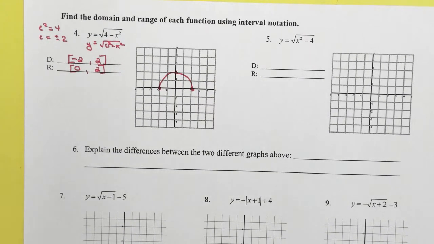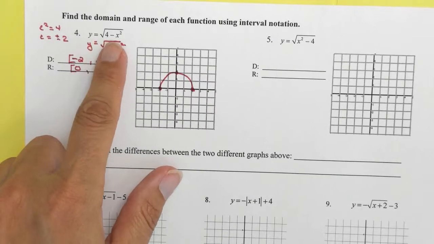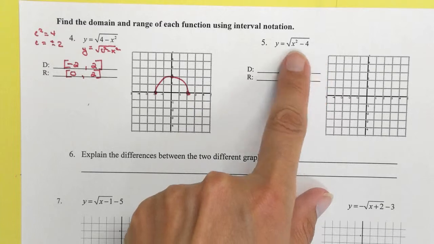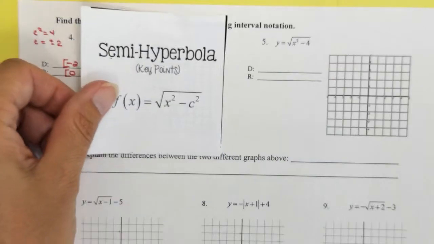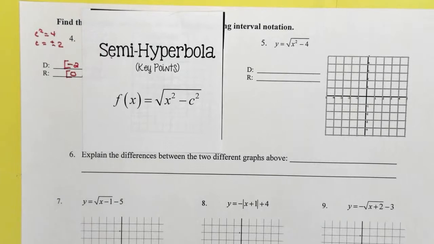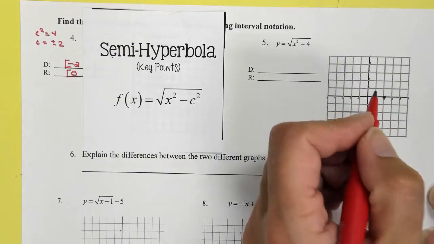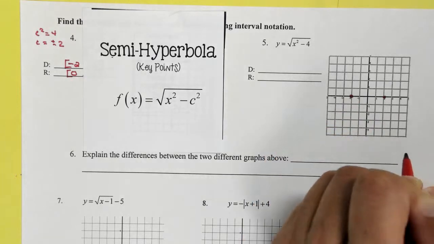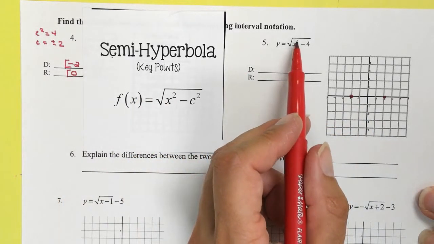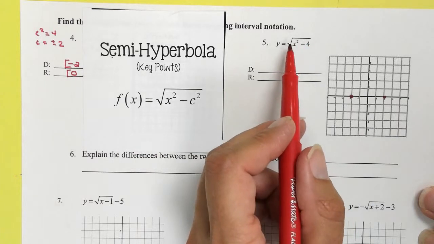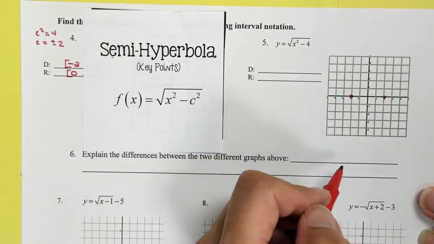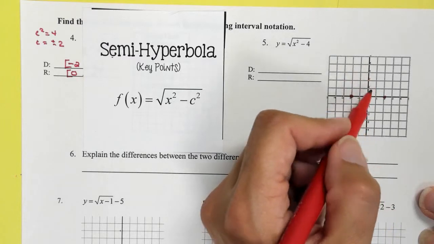Now, as we get ready to look at example 5, hopefully you notice that the order of the terms has changed. In example 4, it was 4 minus x squared, whereas in example 5, that order has changed. And so as we look at our flashcard for a semi-hyperbola, we see that the order has also changed: x squared minus c squared. So I'm careful and I'll substitute in 2 and negative 2 again. But if I try to put in a 0, 0 squared minus 4, I end up with the square root of a negative. And we know that the square root of a negative is undefined. So there is not a value in here. In fact, there's a gap.